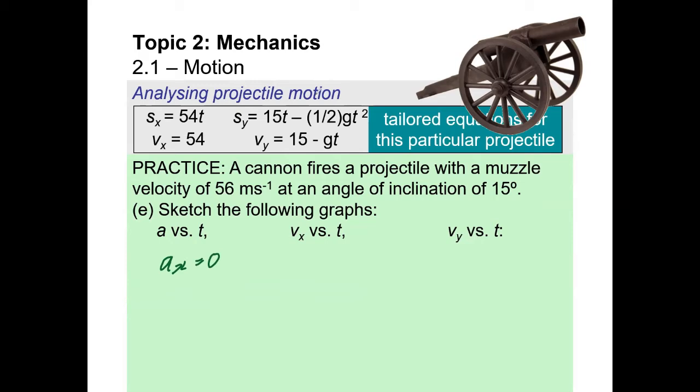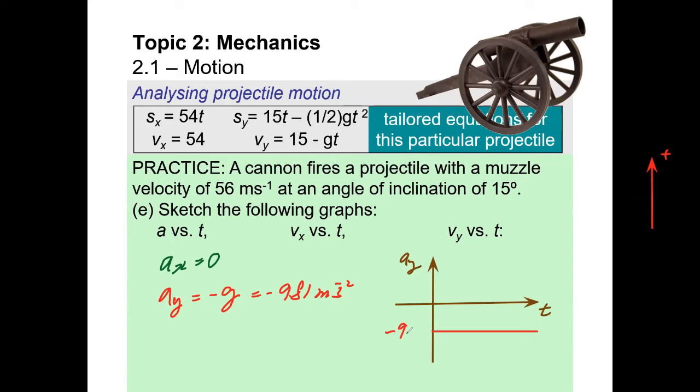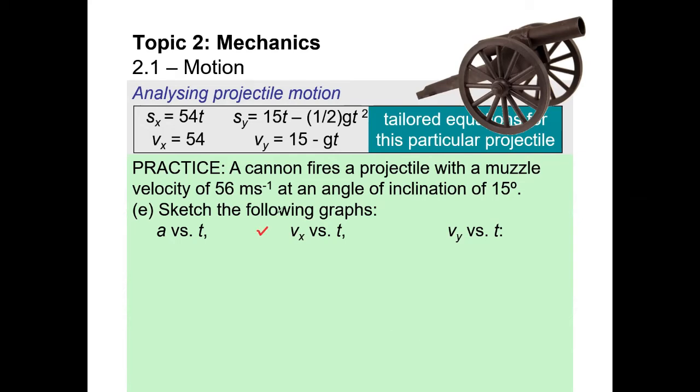And we choose upward as a positive reference. Acceleration in y component is minus g, which equals minus 9.81 meters per second squared. And our graph is going to be minus 9.81.